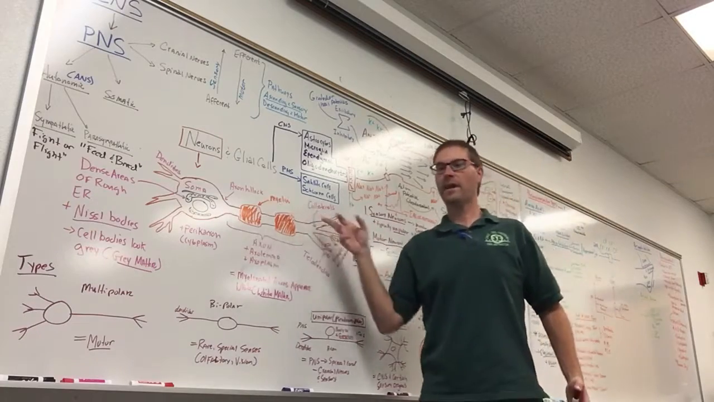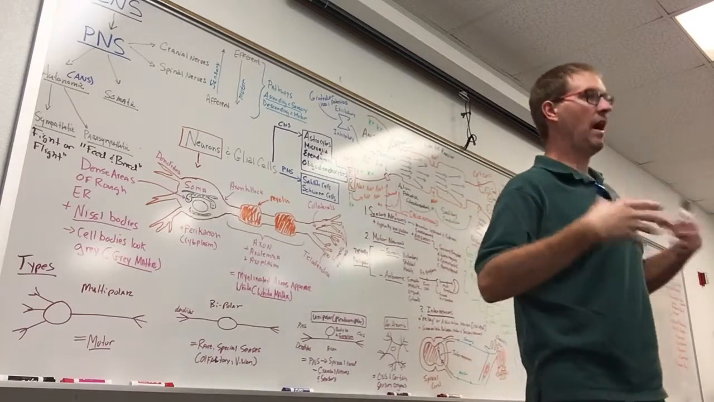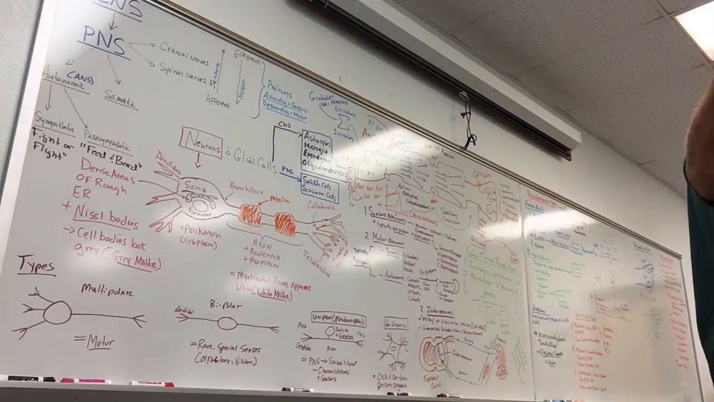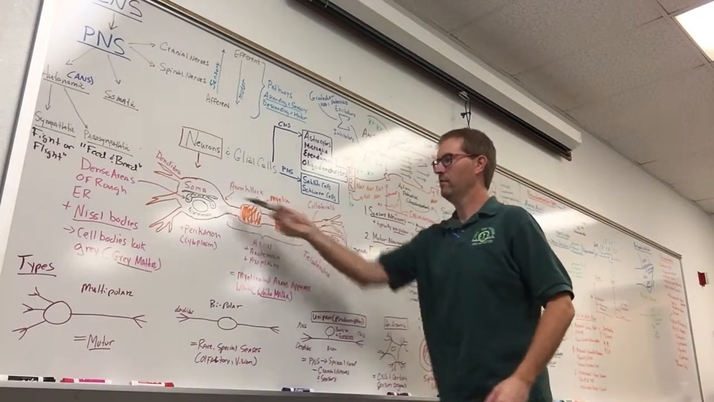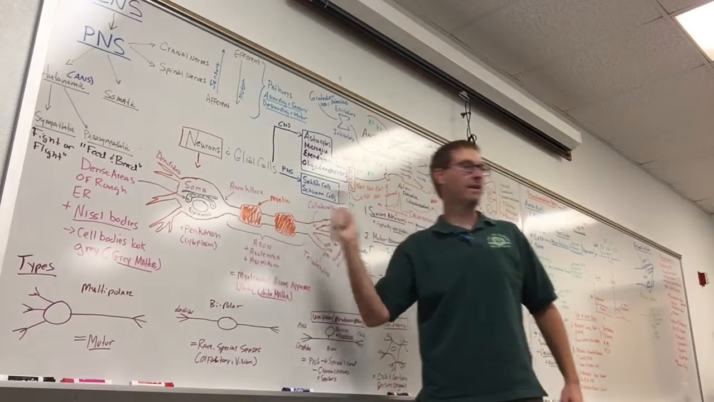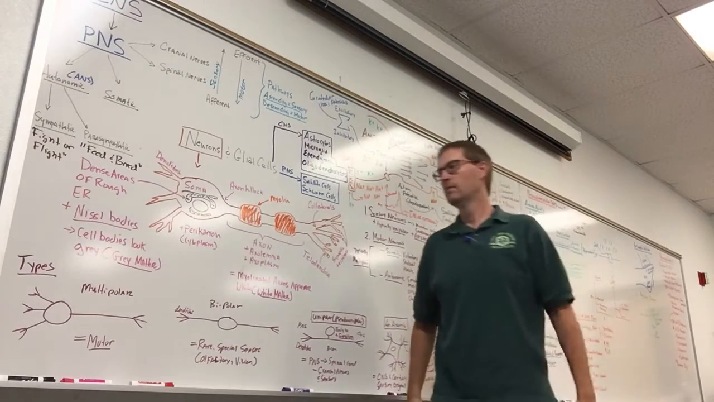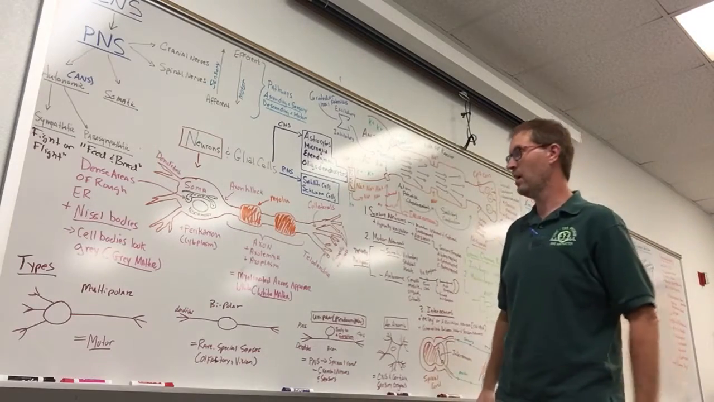For example, the axon, as you might imagine, has highly specialized microtubules. It has a very specialized cytoskeleton, because you've got to be able to transport stuff up and down that axon. Does that make sense? So hence the specialized terminology.